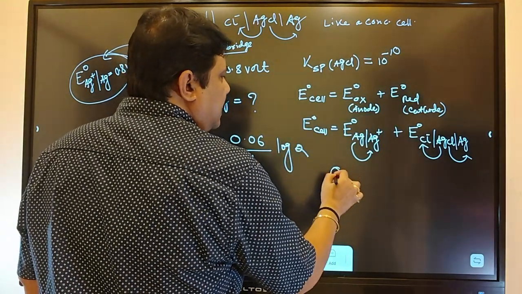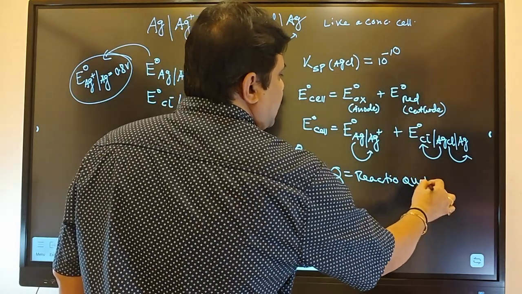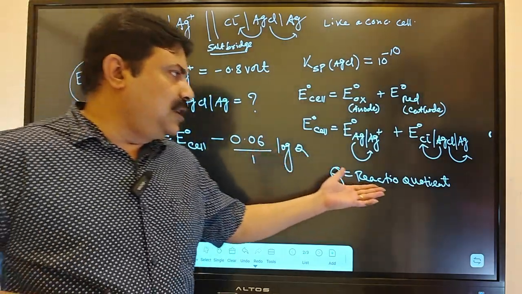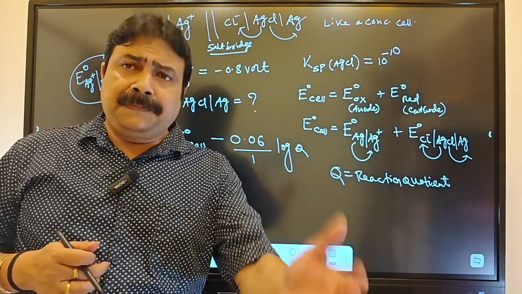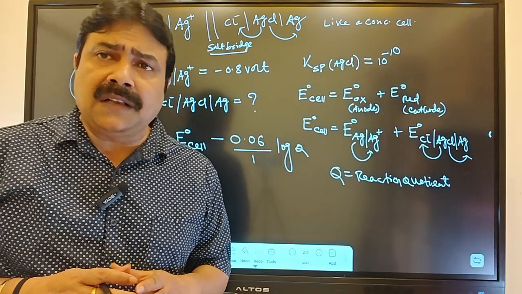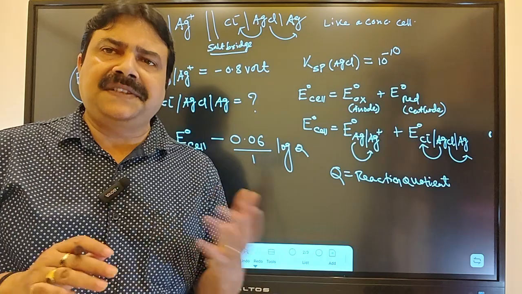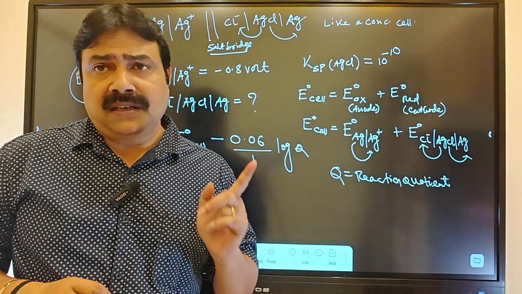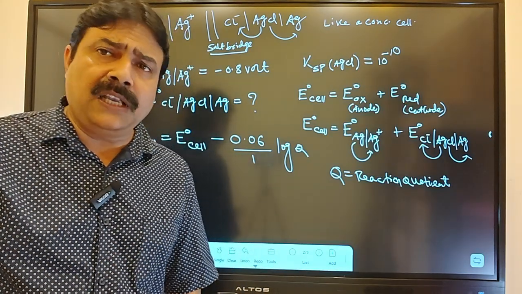Q is nothing but the reaction quotient. I hope everybody knows this from the chemical equilibrium chapter as well as the ionic equilibrium chapter. Expression-wise, the reaction quotient and the equilibrium constant are both the same, but concept-wise they are different. The reaction quotient we can ask at any time of the reaction, even when the reaction has just started, but the equilibrium constant can only be written when the rate of the forward reaction equals the rate of the backward reaction. But expression-wise both are the same.